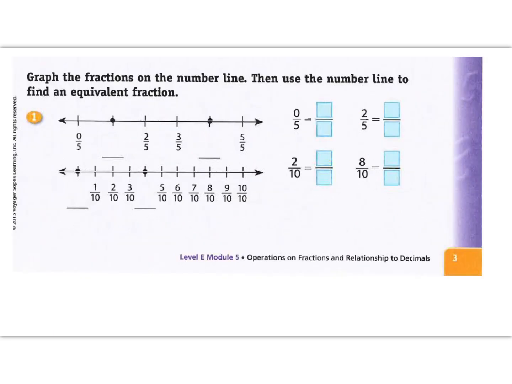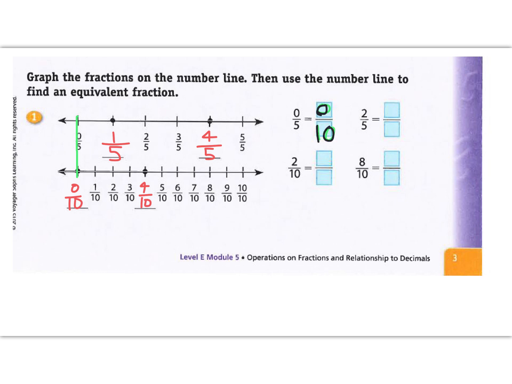Now it says graph the fractions on the number line, then use the number line to find an equivalent fraction. Well, here we have fifths again, so we have 0/5, 1/5, 2/5, 3/5, 4/5. And then down here, this very first one would be 0/10, 1/10, 2/10, 3/10, 4/10. And then that's already finished for us. So then if we use the number line, we can see that 0/5 is the same as 0/10.